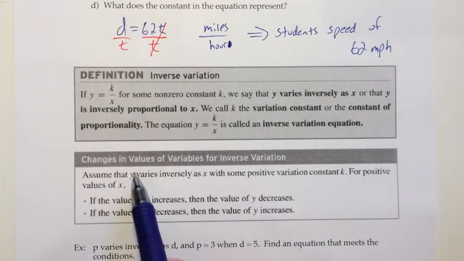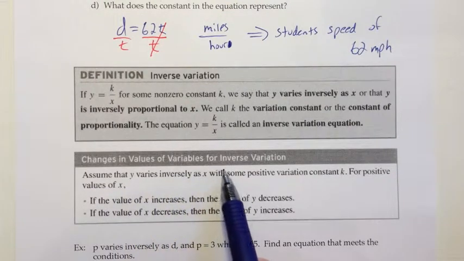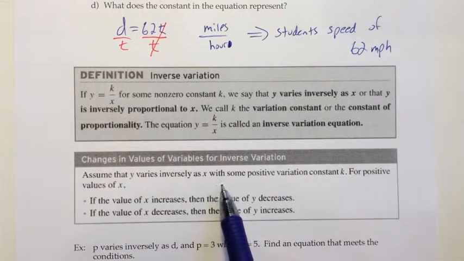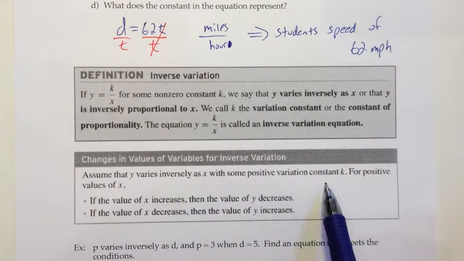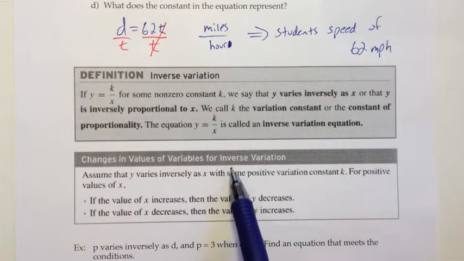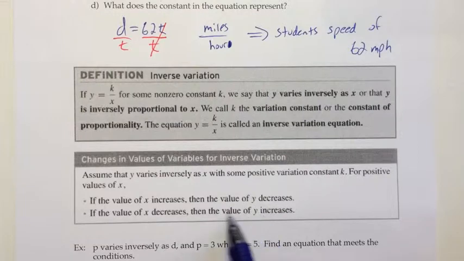And then the changes in values for the variables for inverse variation. Assume that y varies inversely as x with some positive variation constant k. Then for positive values of x, if the value of x increases, the value of y decreases, and if the value of x decreases, the value of y increases. So when we have inverse variation, we always have the opposite direction of movement on our variables.